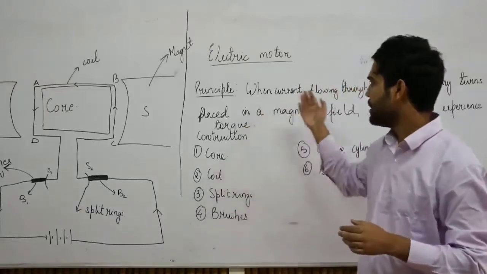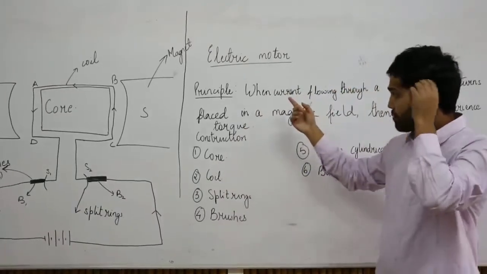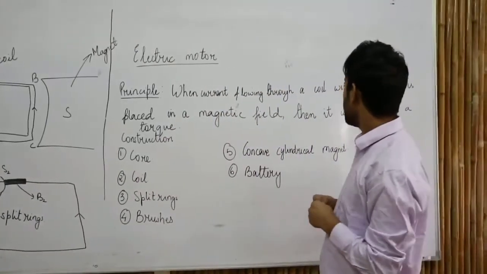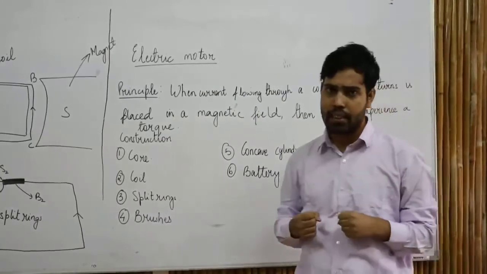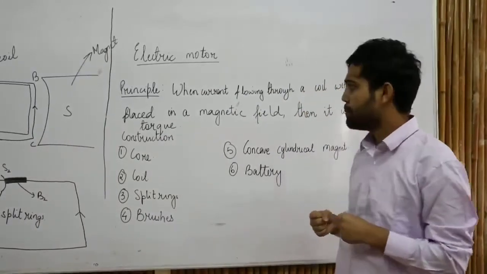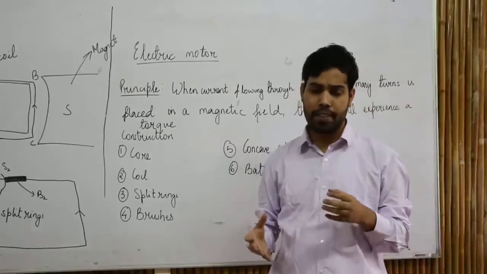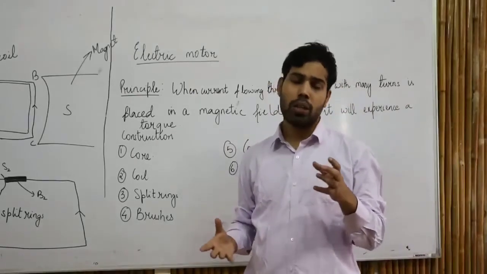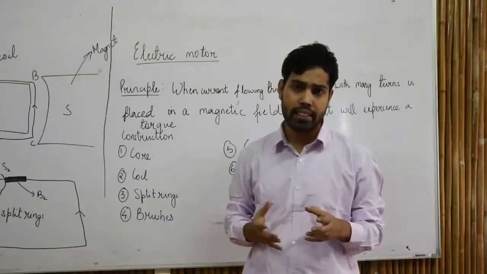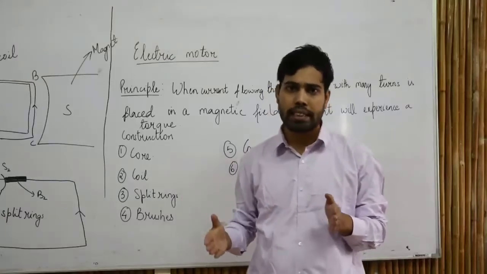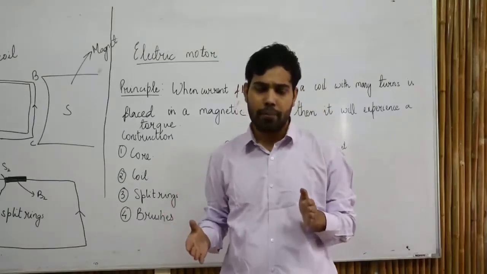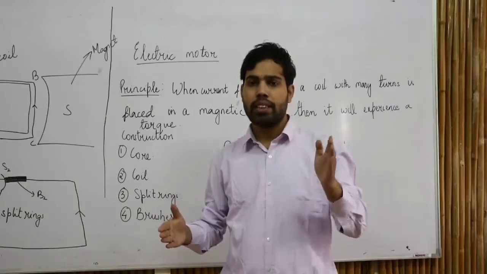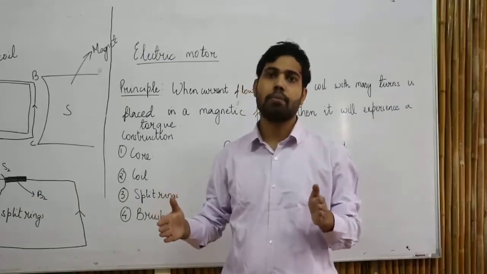Now the principle here says that when current flowing through a coil with many turns is placed in a magnetic field, it will experience a torque. So I have a current flowing through a coil with many turns, and I am placing this coil in some magnetic field. When I do so, this coil will experience some torque.